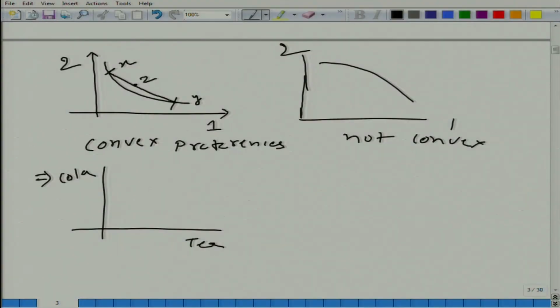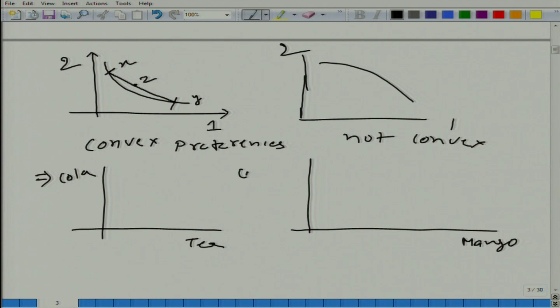The second way to look at it, let's take again a little different example than tea and cola. If I go back to the island, let's say that we have mango and coconut on that island, and there is no other good. Now let's say it's Robinson, and let's take a bundle where he has 4 units of coconut and 1 unit of mango.